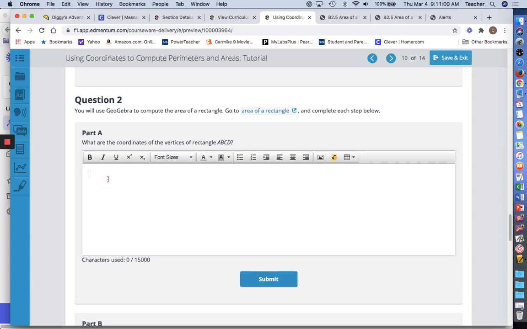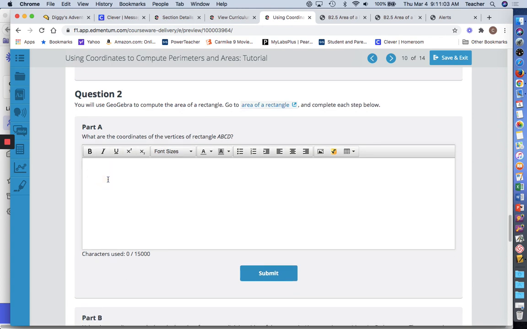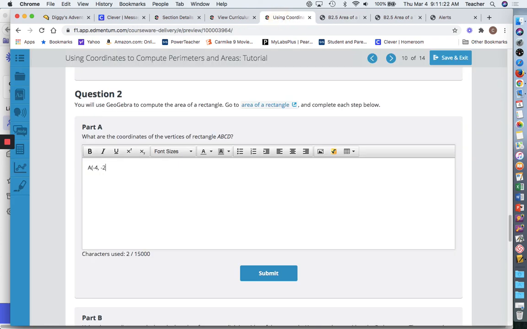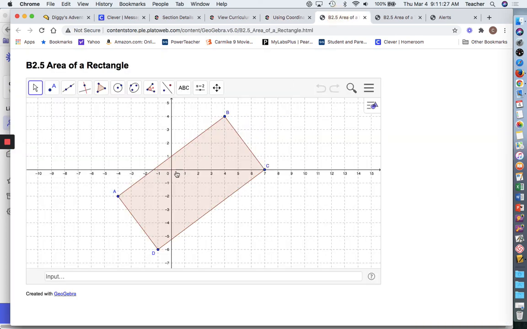All right, so let's see. Question 2, part A. What are the coordinates of the vertices A, B, C, D? Okay, so A. I'm going to go left 4, down 2. That means the coordinate is -4, -2. All right, B. Up here. So I'm going to go right 4, up 4, which means the coordinate for B is 4, 4.